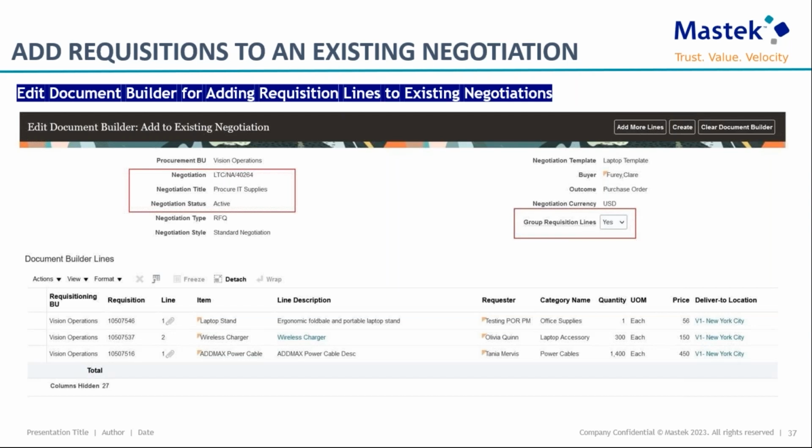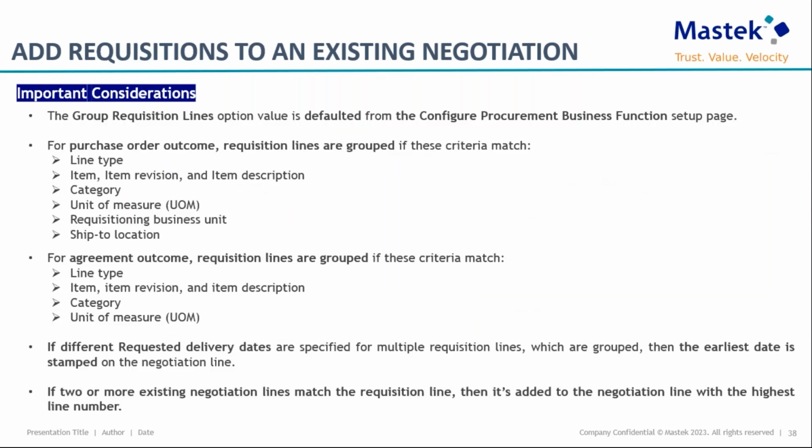Some important considerations while using this feature: the group requisition line is defaulted based on the Configure Procurement Business Function setup page. Requisition line grouping for purchase order outcome will be based upon criteria like line type, item revision, item description, category, requisition business unit, and ship-to location. Similarly, for agreement outcome: line type, item revision, item description, category, and UOM.